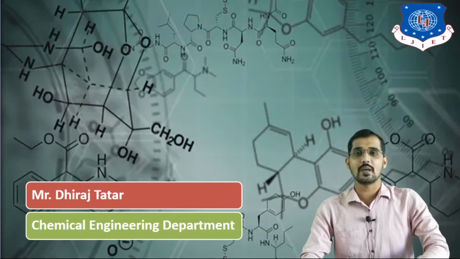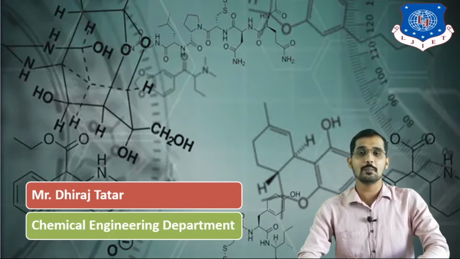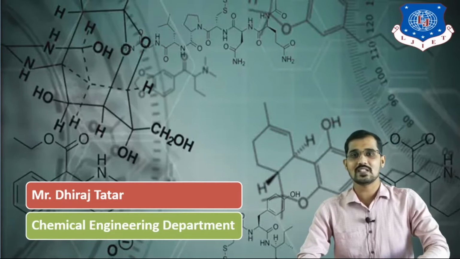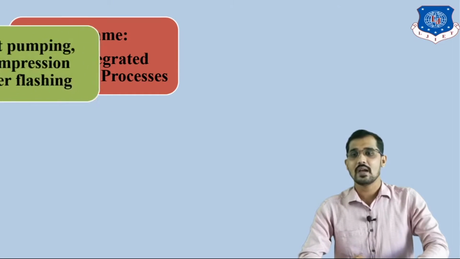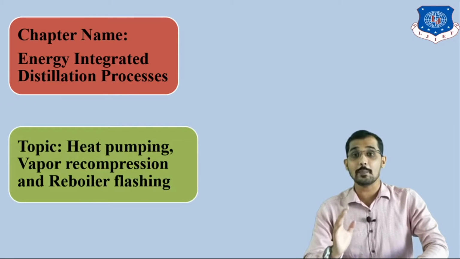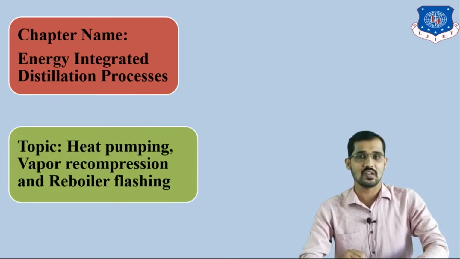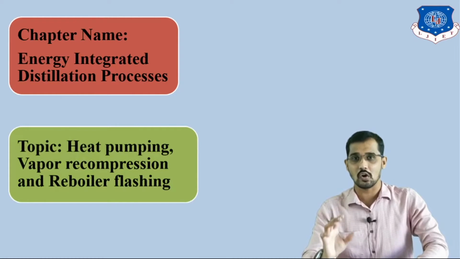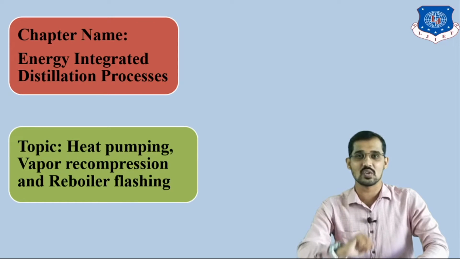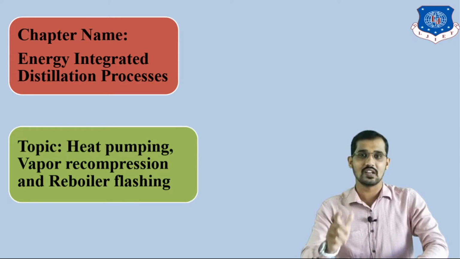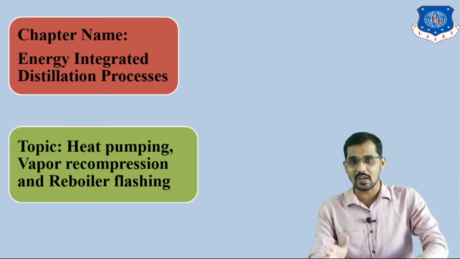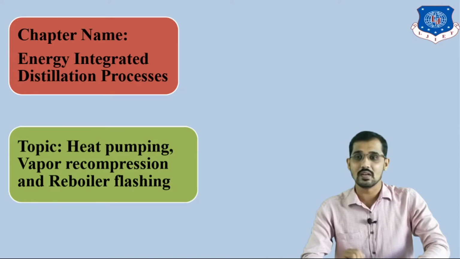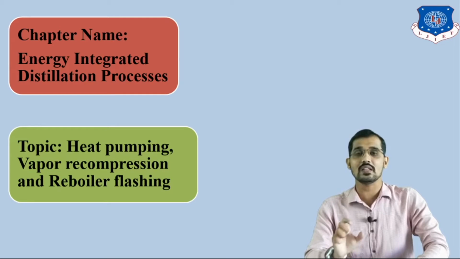In this lecture, I am going to start a new topic of computer-aided process synthesis. So let's start. Chapter name is Energy Integrated Distillation Process and topic is heat pumping, vapor recompression and reboiler flashing. So all these are the applications of process integration in a distillation column. So what is the meaning of process integration? By using process integration, we are minimizing the energy requirement in a distillation column. So we will see all these topics one by one in this lecture.